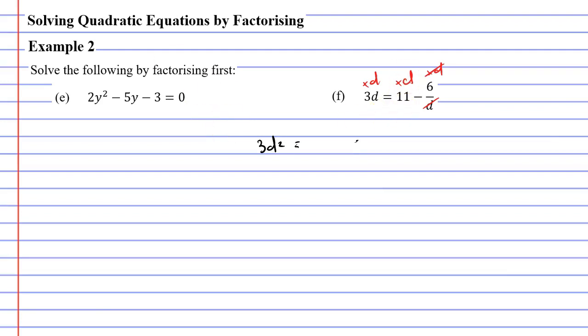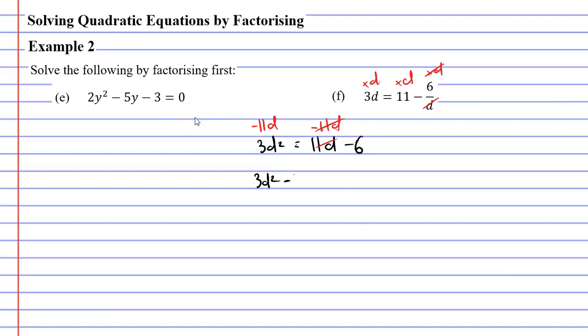And 11 times d is 11d. And then because we've cancelled the d's, we're left with minus 6. Now that we've done that, it's starting to look more like a quadratic, except we want to make it equal to 0. So we'll subtract both sides by 11d. The reason we're doing this is we're trying to cancel everything on the right hand side, which will make it equal 0.